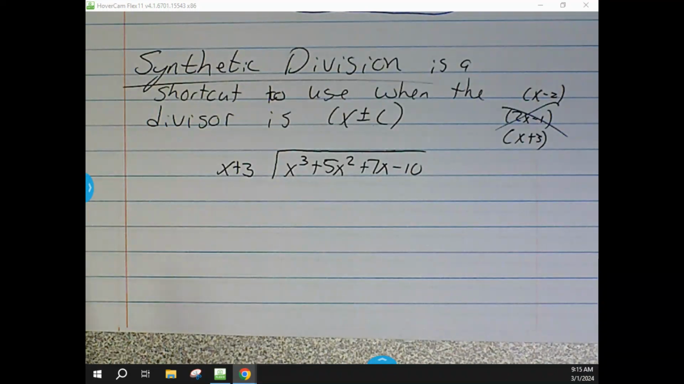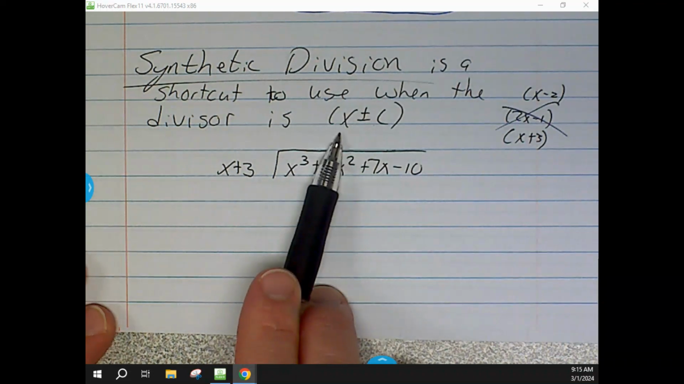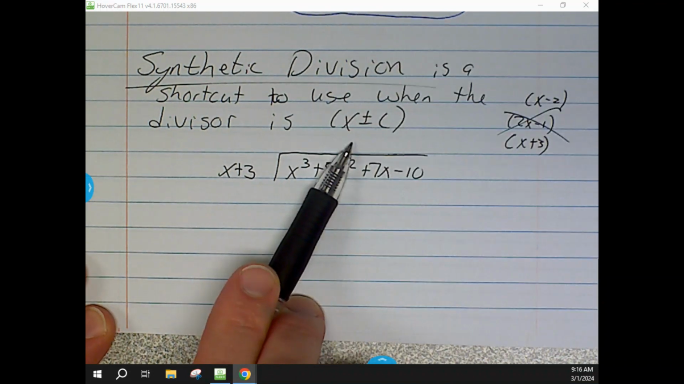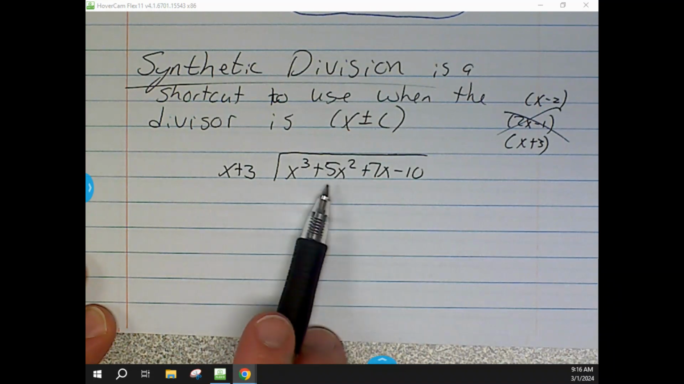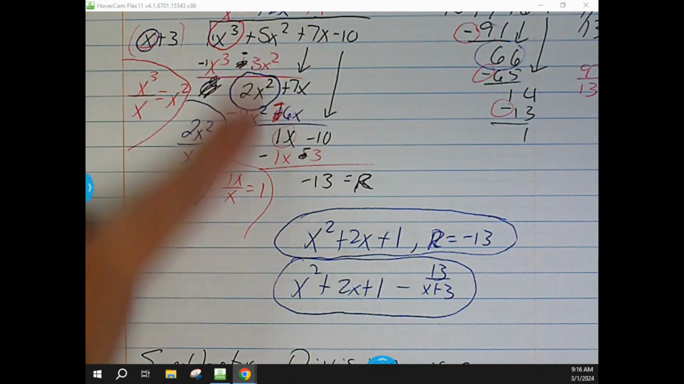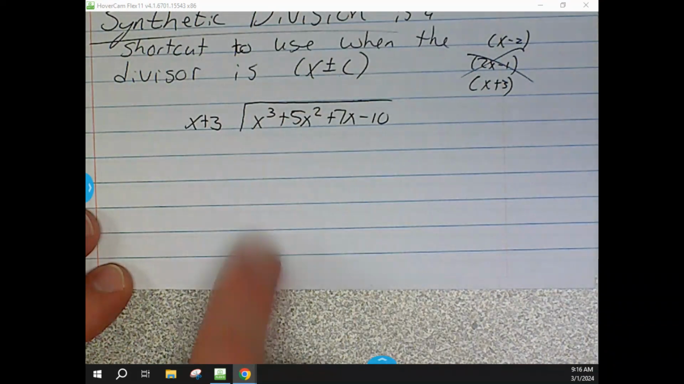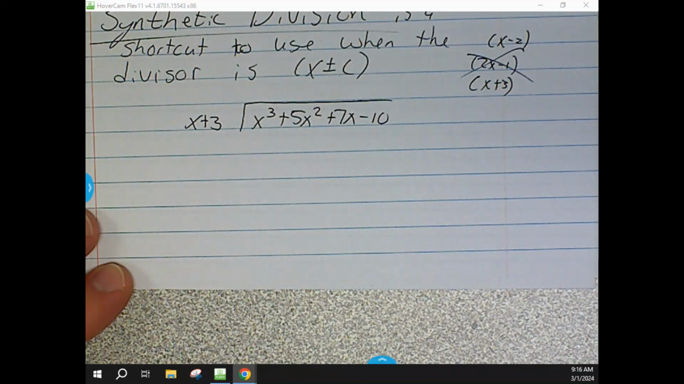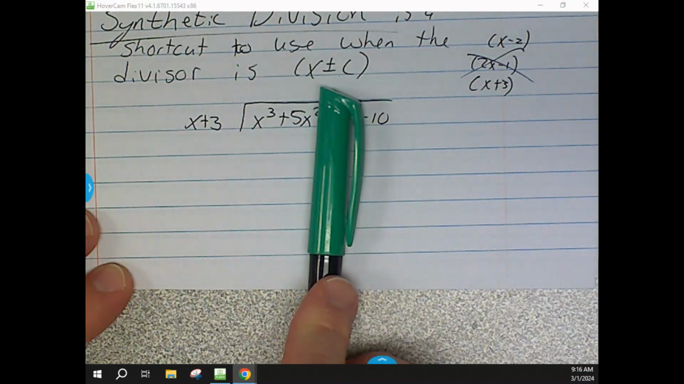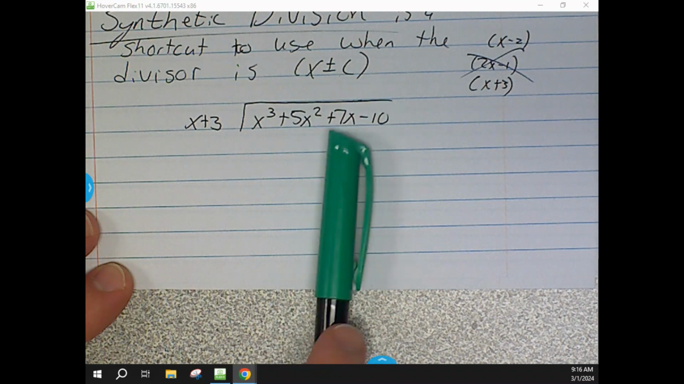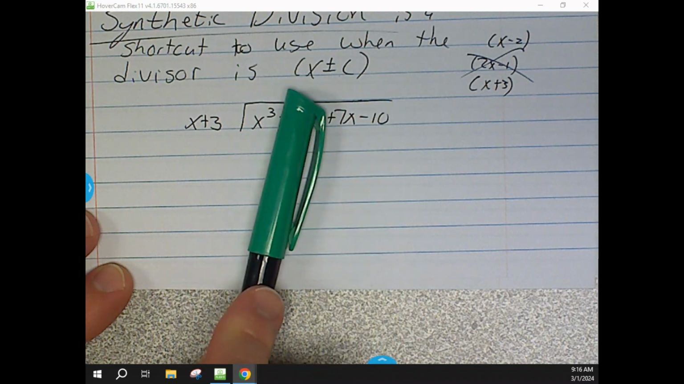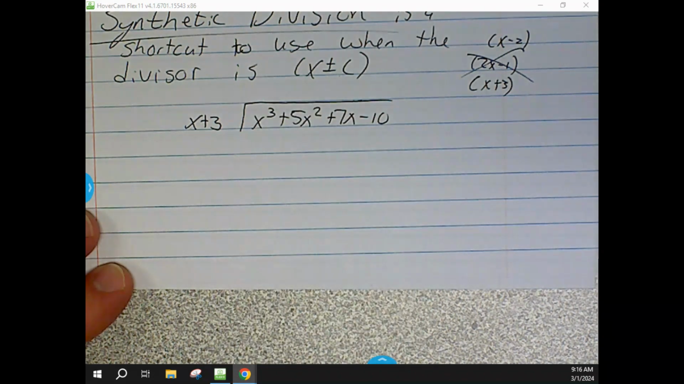If we were dividing this problem and the x squared term here was missing, you'd have to go back and put in a 0x squared, because you need all your terms to line up when we're doing this. Same thing here. We need all these terms to line up. So if the x term was missing, you'd have to go back and put a 0x here. If the x squared term was missing, you'd have to put a 0x squared in its place.